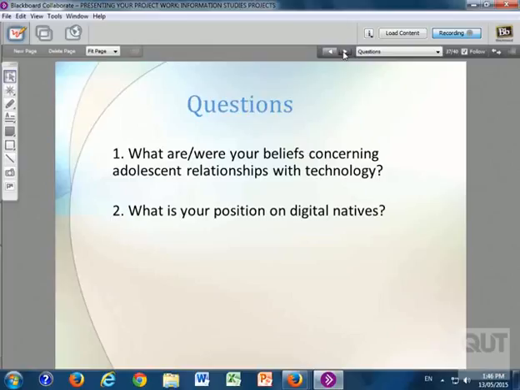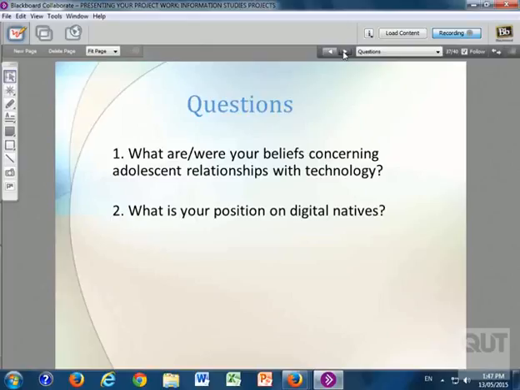But the key thing to look at here is what were your beliefs concerning adolescent relationships with technology? Now, this is their interest, adolescent relationships with technology. They will have discussed that during the project. But that's not so complicated that people can't engage with the question. People will be able to have an opinion. They understand adolescent and they understand technology, and they can put the two together.